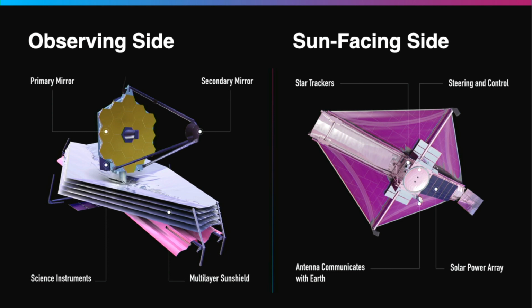Okay, I see. On the bottom of it, we have some of the operations parts of it, the solar panels. There's radio antennas and things like that down there, so it can transmit its data back to Earth, and that's how we talk to it.